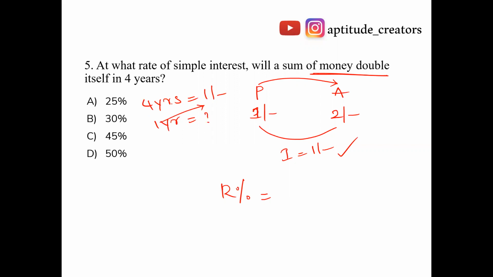1 year interest is equal to 1 into 1 divided by 4, which is 1 by 4. Yes, 1 by 4 into 100. I'm calculating the percentage, the rate of interest. 1 by 4 into 100, we can say 25 percentage. The answer is option A, 25 percentage.